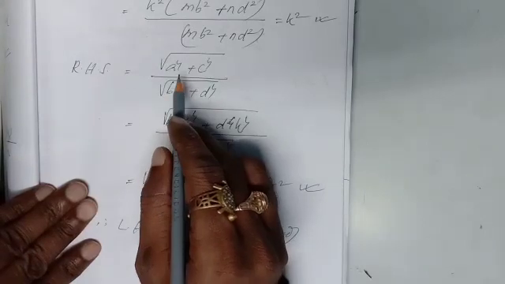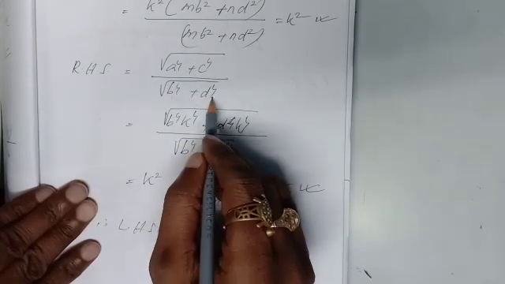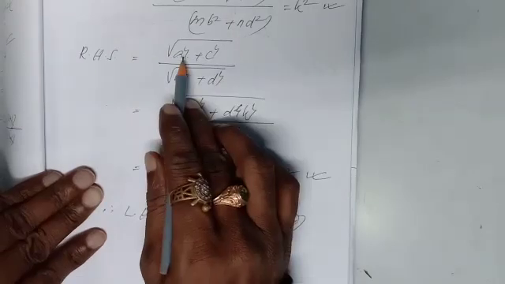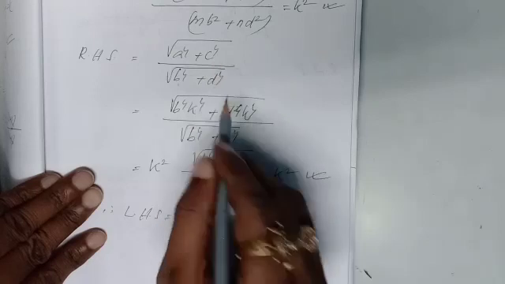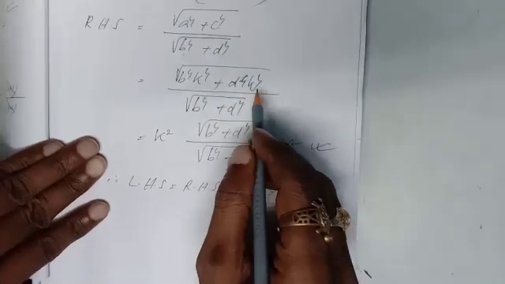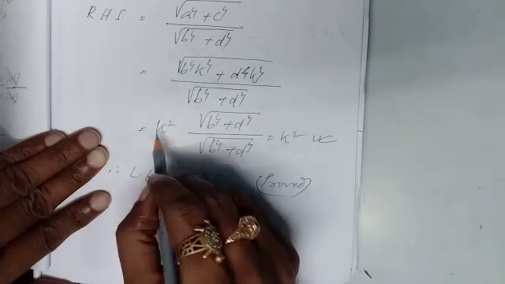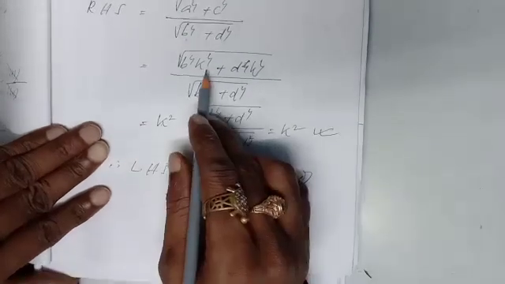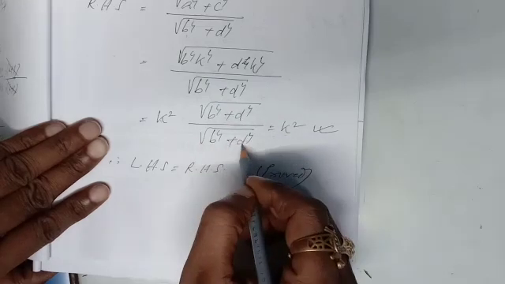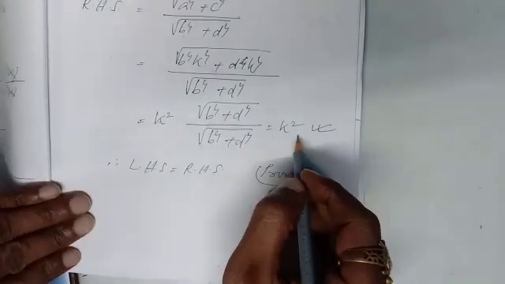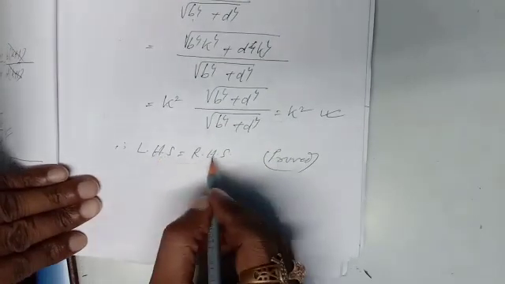Same process, proceed right hand side. Your right hand side is square root of a to the power 4 plus c to the power 4 by b to the power 4 plus d to the power 4. Putting a as bk, that will be b to the power 4 k to the power 4, and c as dk, means d to the power 4 k to the power 4. Taking k to the 4 common, if it goes outside of the root, that will be k square. What is left inside the root? b to the power 4 plus d to the power 4. And the denominator is also the same thing, it will cancel out. What is left? K square. In this way, the second part is also proved. Left hand side is equal to right hand side.